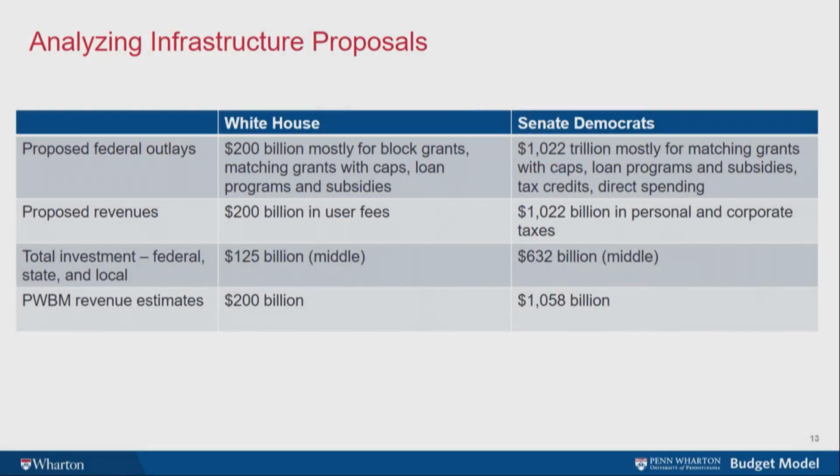By contrast, we have the Senate Democrat plan. It is much larger. It's about $1 trillion, and it's spread over a similar mix of programs, mostly matching grants with caps. There are some loan programs, subsidies, tax credits, and direct spending. Again, applying the previous methodology, we end up with about $630 billion of new infrastructure. Again, it's a little more than 5 times the White House plan. Unlike the White House plan, the Senate Democrats do provide for revenues to finance their program. They call for about $1 trillion in higher tax rates on both personal and corporate income.